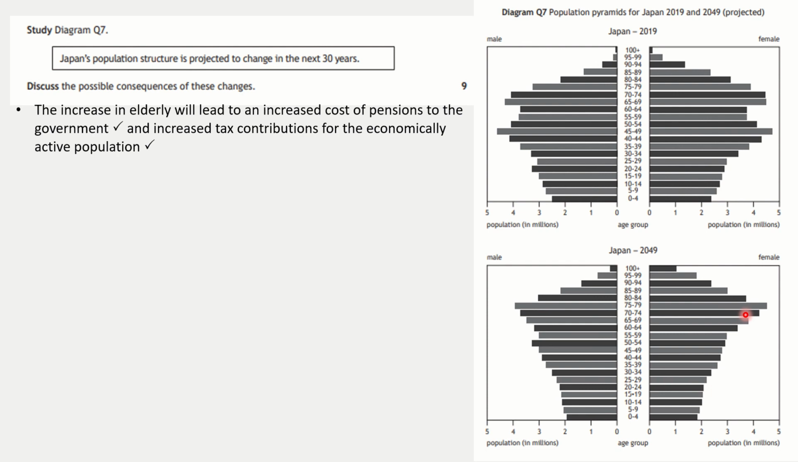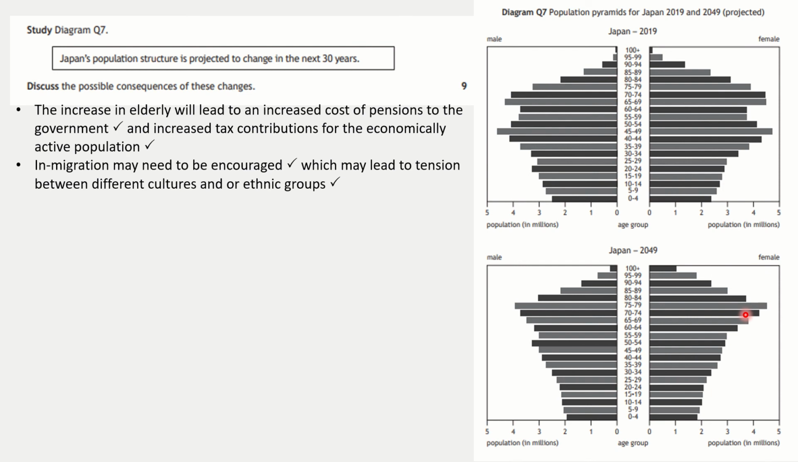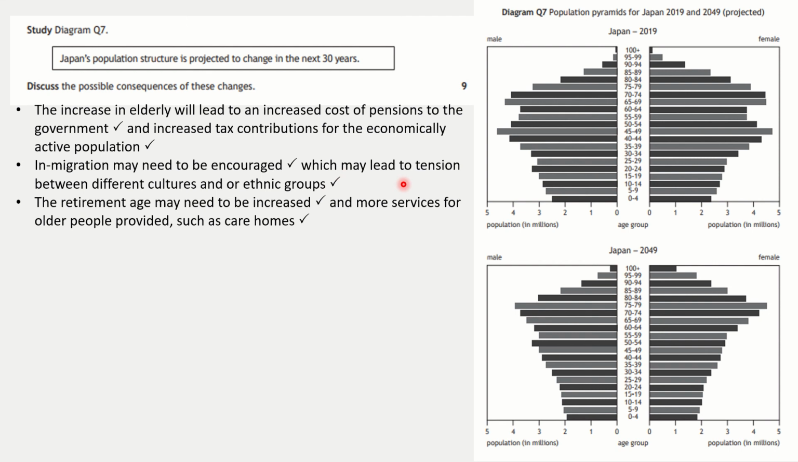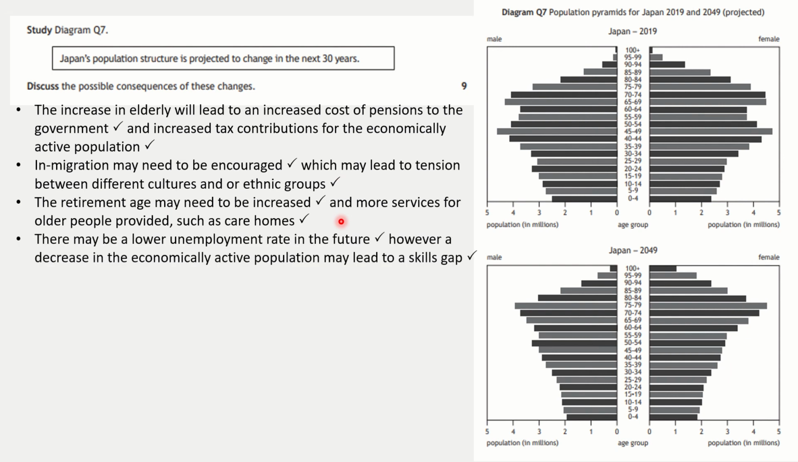We've talked about the increase of tax contributions needed. We've mentioned migration. We need to encourage a migrant workforce. There can be side effects to that, though, as that can raise tension between cultures and ethnic groups. I've mentioned that the retirement age may need to be increased and more services provided for elderly people. There may be a lower unemployment rate in the future, which is good as elderly people stay in employment.